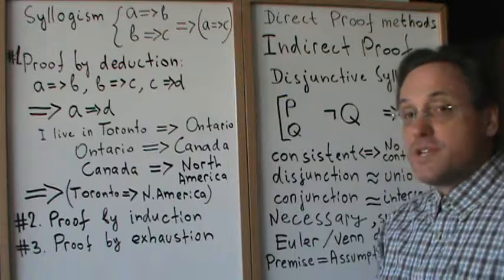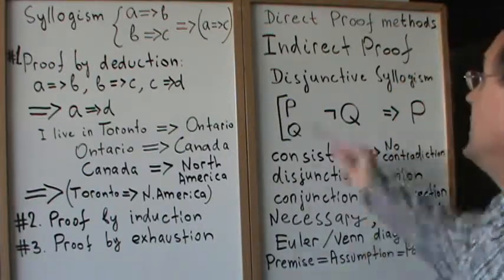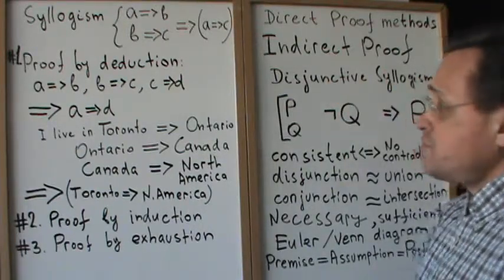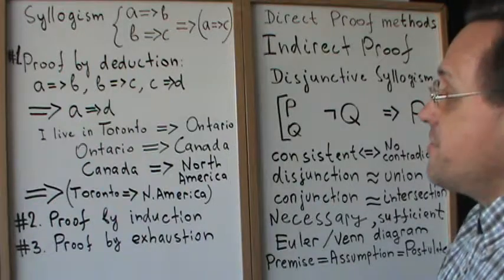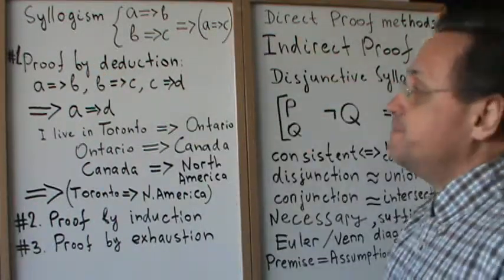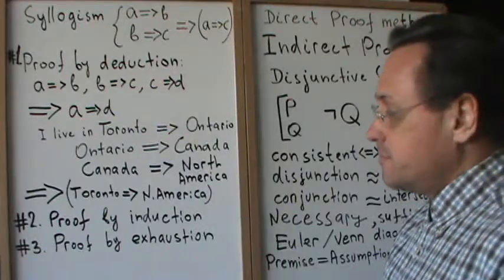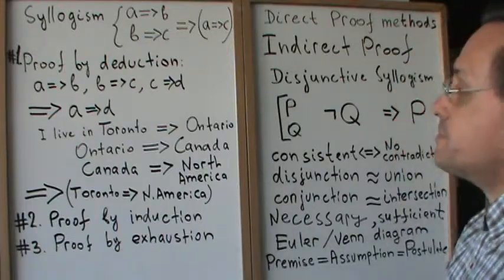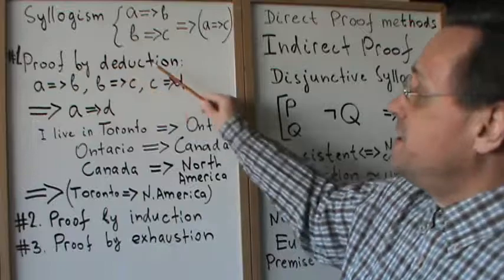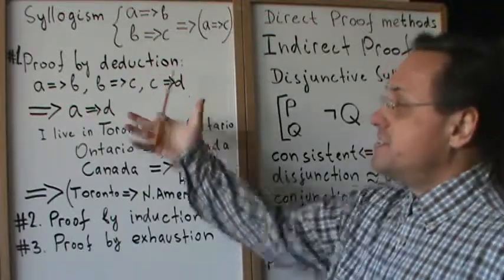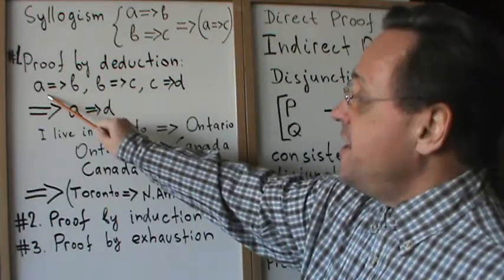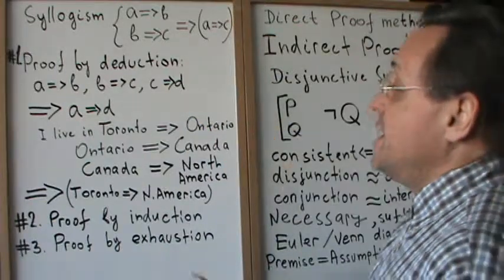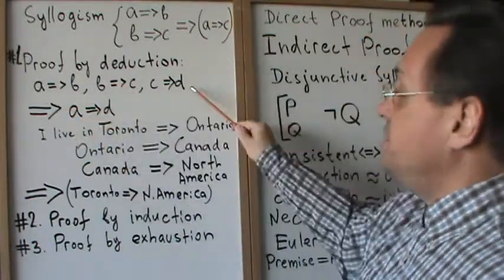If we want to prove something, we use either direct proof methods or indirect proof methods. Here, let's take a look at three direct proof methods: proof by deduction, proof by induction, and proof by exhaustion. Basically, proof by deduction is a chain of syllogisms. A therefore B, B therefore C, C therefore D. We can continue. Therefore, if A, then D.